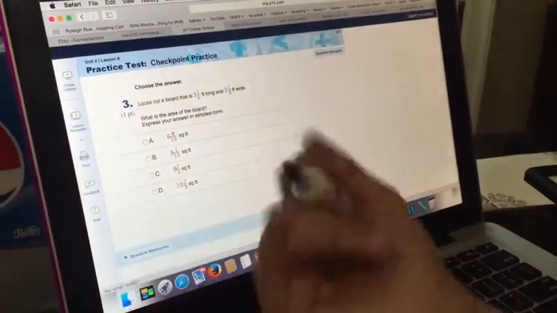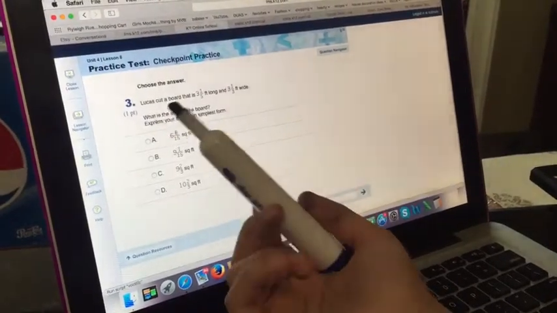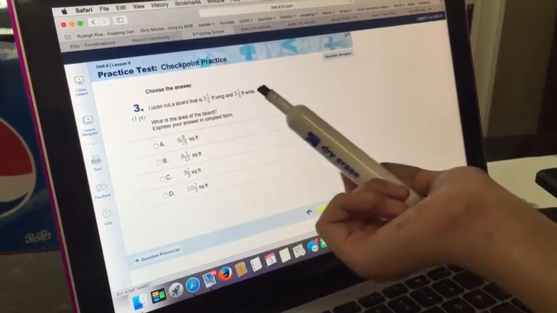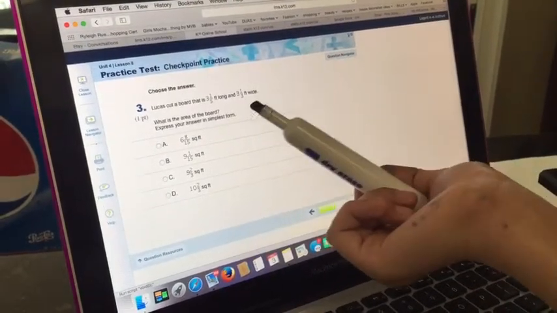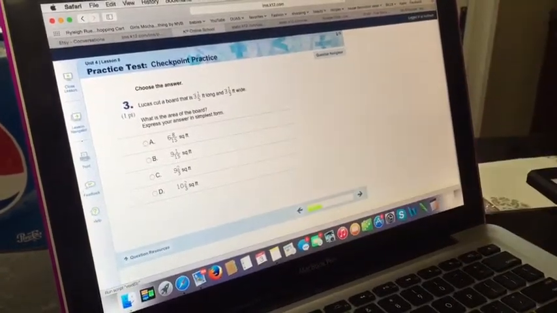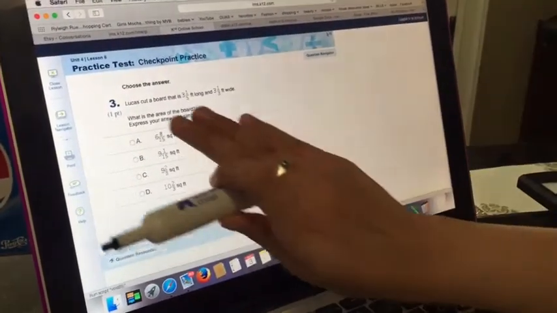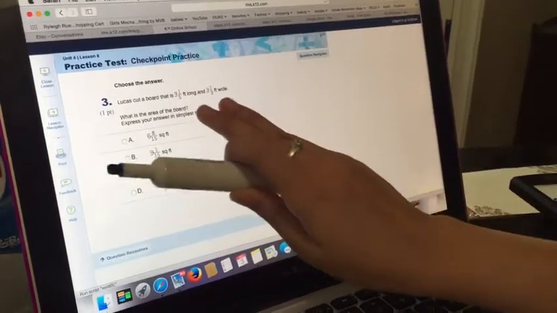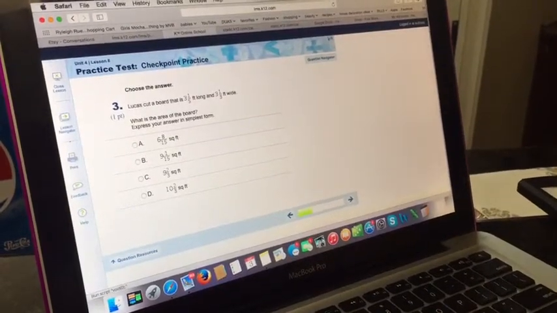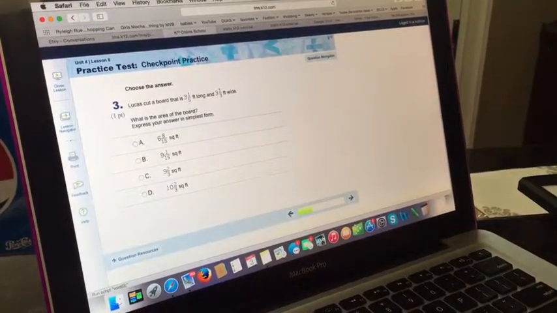Here's the next question. Let me just read it to you. It says, Lucas cut a board which is 3 1/5 feet long and 3 1/3 feet wide. What is the area of the board? Express your answer in simplest form. Now, since this is width and length, we're going to multiply. By multiplying these two mixed fractions to find the area, we are going to get our answer. So let's just get into that.